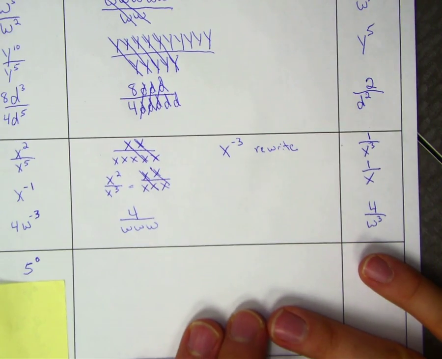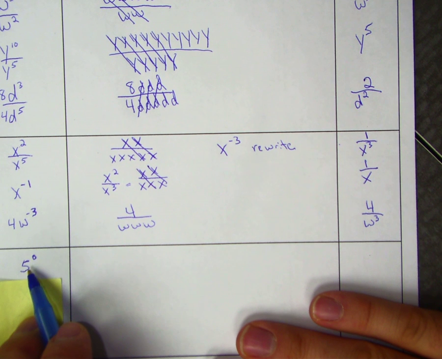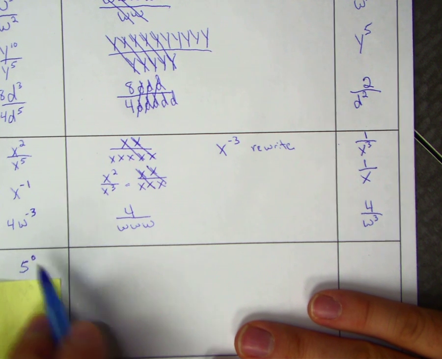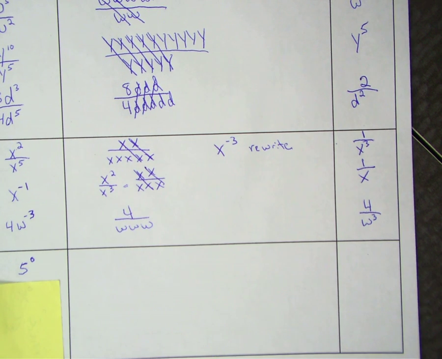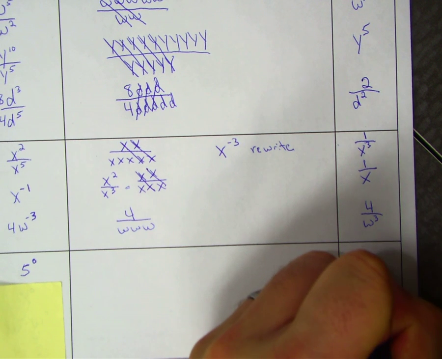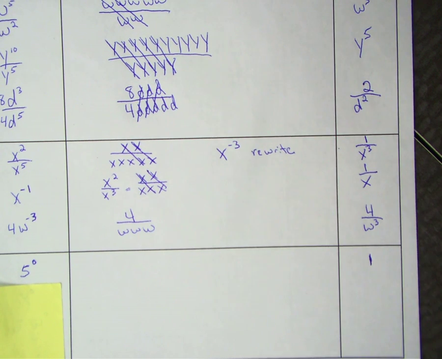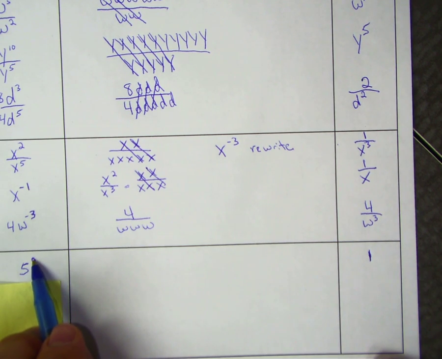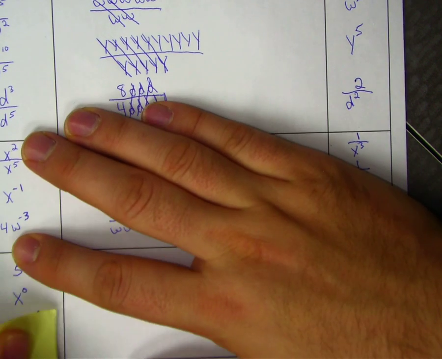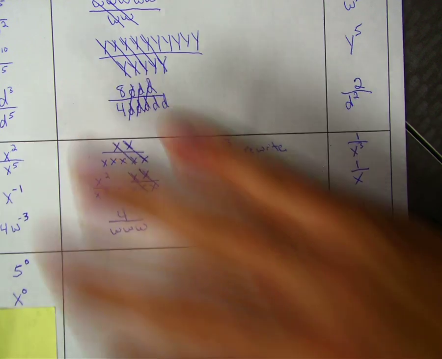Everybody right now, take your calculator and put 5 to the 0 power in your calculator. Go ahead and pause the video right now, put that in your calculator and see what you get. I believe all of you got 1. And you could put any number to the 0 power and you're going to get 1. Let's try that with one like this right here. X to the 0 power.